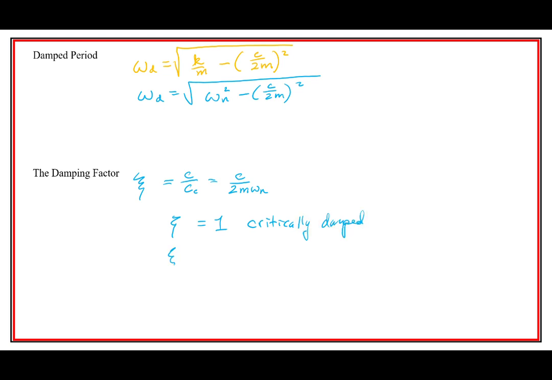If it is less than 1, we're underdamped, which is really the one we care about most often because it is still a vibrating thing. Critically damped is not actually a periodic motion. And if we are greater than 1, we are overdamped.